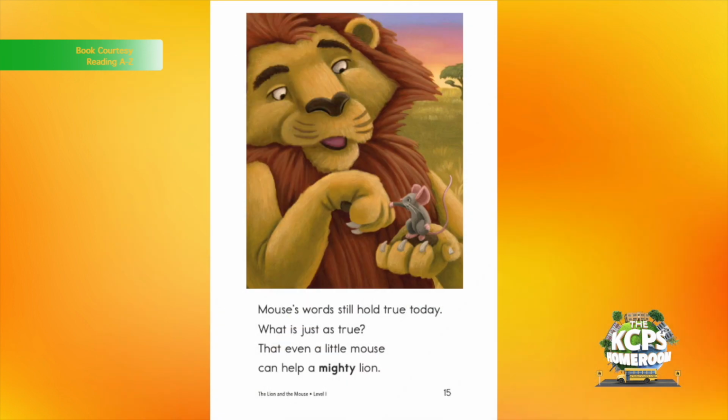Mouse's words still hold true today. What is just as true? That even a little mouse can help a mighty lion.